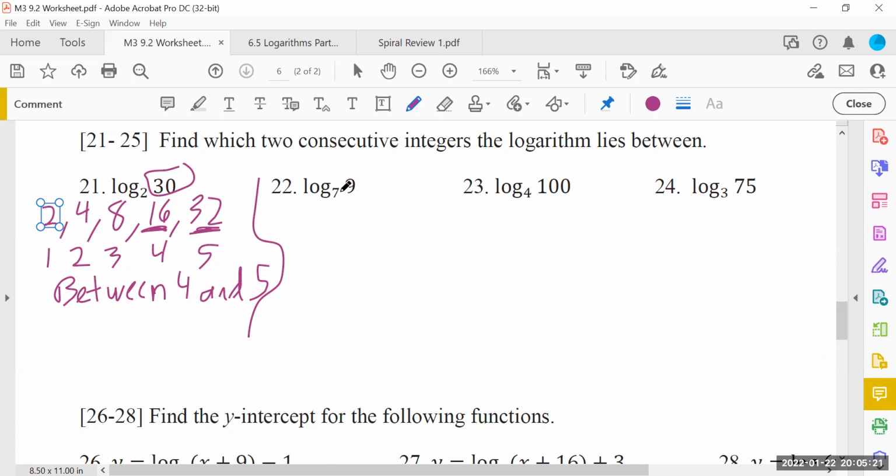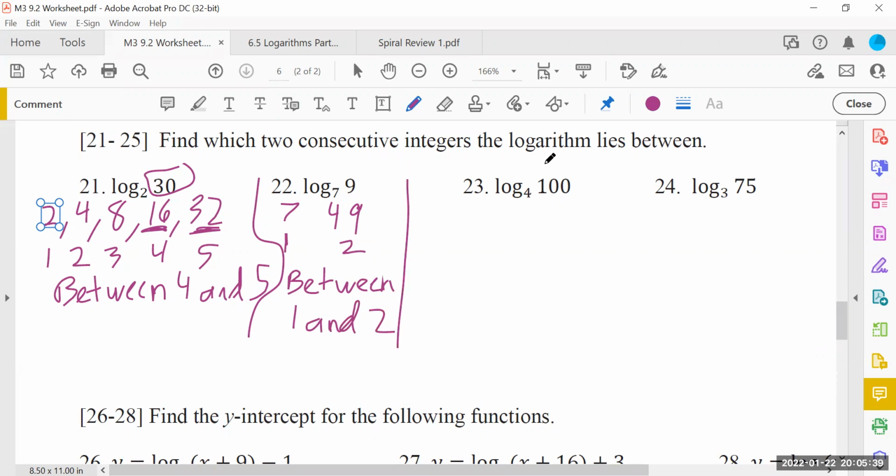So then the next one, 7 to the 1st power is 7. 7 squared is 49. So that's between the 1st and 2nd power. So between 1 and 2.